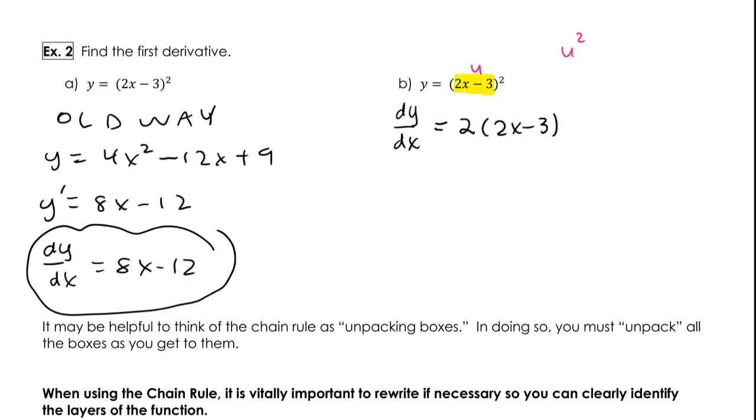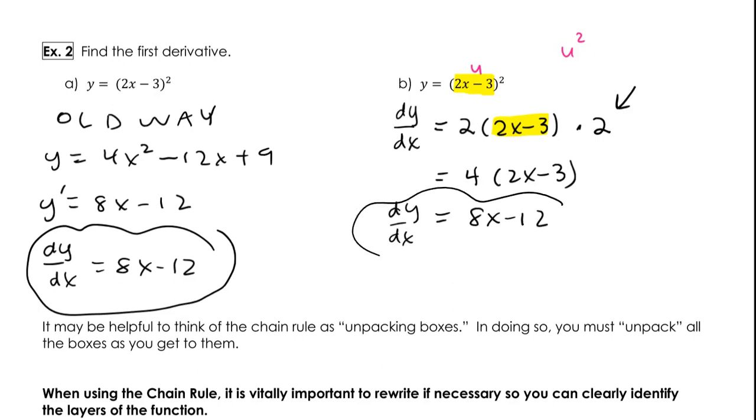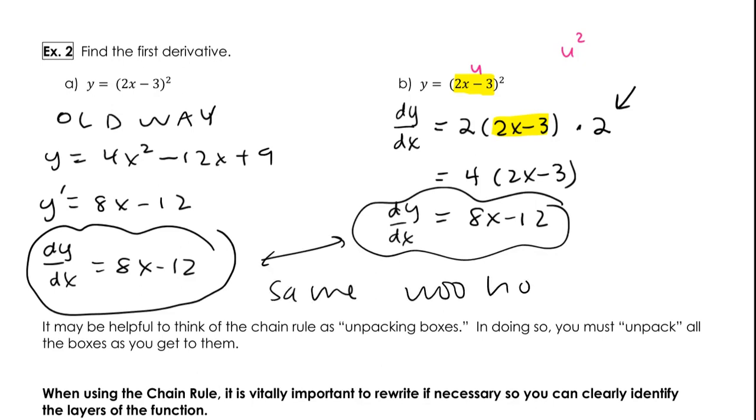Now, because that's our inside, we now have to take that derivative. And what's the derivative of the inside? And you end up with 2. So here is the new thing. If you clean it up, you are going to get 2 times 2x minus 3. We like things factored, but just to match them up, 8x minus 12. Anyone notice anything awesome? These guys are the same. So woohoo, because we know how to do it the old way, now this new way is matching. Think about it like it says underneath as unpacking boxes. You start on the outside and you keep working your way in.